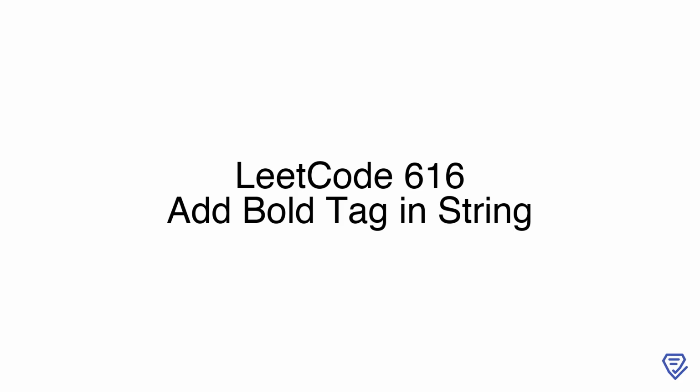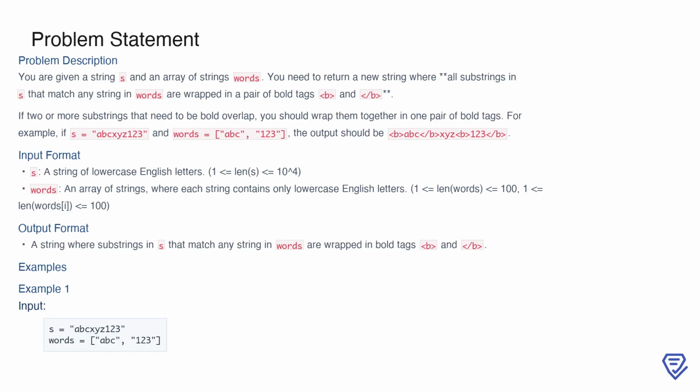Let's get started. In this problem, we are tasked with taking a string S and an array of strings called words. The goal is to return a new version of the string S where any substring that matches one of the strings in words is wrapped in bold tags, specifically <b>...</b>. If two or more matching substrings overlap, they should be merged and wrapped together within a single pair of bold tags. For example, if the input string is "abcxyz123" and the words array contains "abc" and "123", the output string should look like <b>abc</b>xyz<b>123</b>.